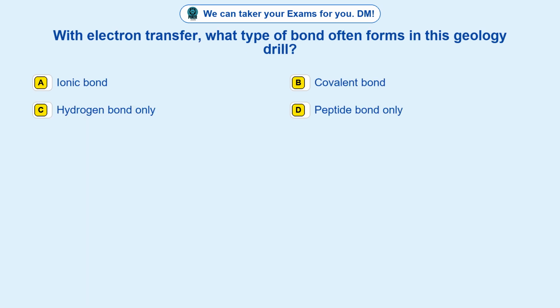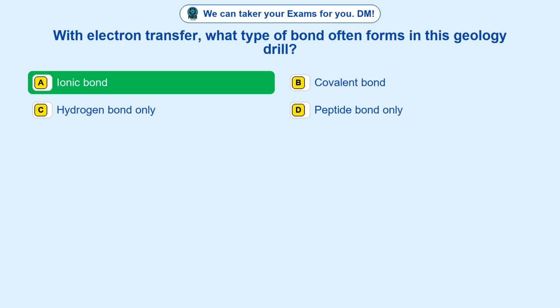Question 33. With electron transfer, what type of bond often forms in this geology drill? Option A, ionic bond. Option B, covalent bond. Option C, hydrogen bond only. Option D, peptide bond only. The correct answer is option A.